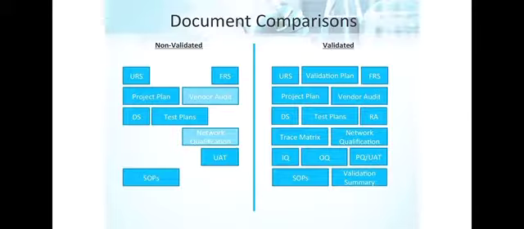So it mentioned about the document comparisons. I love this chart. And it shows just in quantity, what the difference between a non-validated and a validated environment is. Again, typical from our mutual experience. Most companies have a URS, user requirement specification. They have an FRS, functional requirement specification.